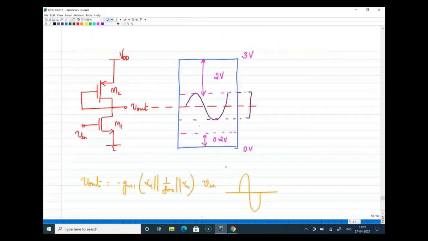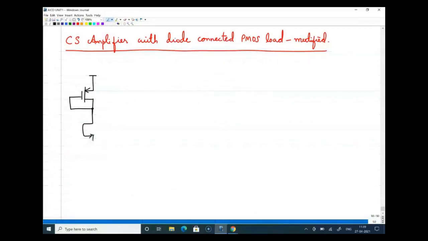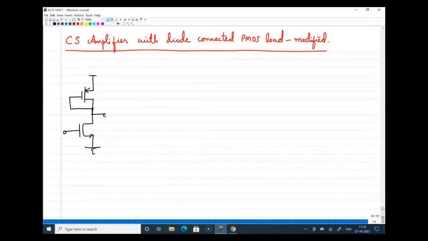So the previous circuit was this, NMOS input and PMOS diode connected. I am just using the same circuit here, PMOS diode connected and NMOS input. Are you guys with me? Can I get some response in the chat box? All right. Thank you for the response. So this is M1, this is M2, and this is VDD.